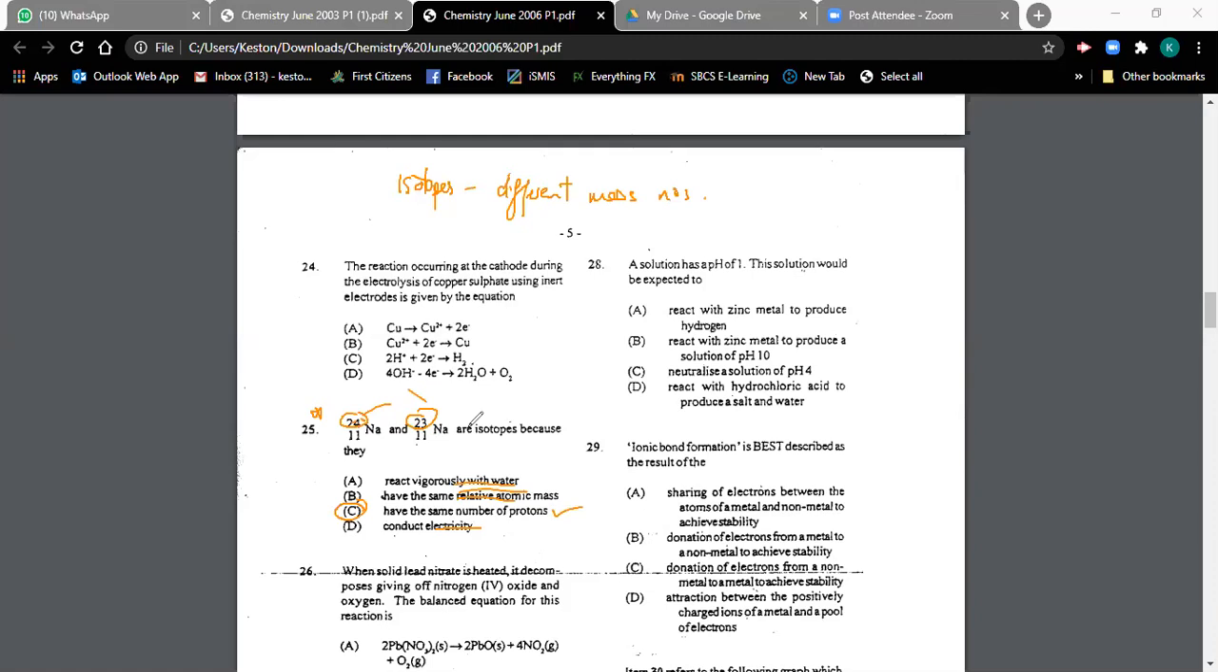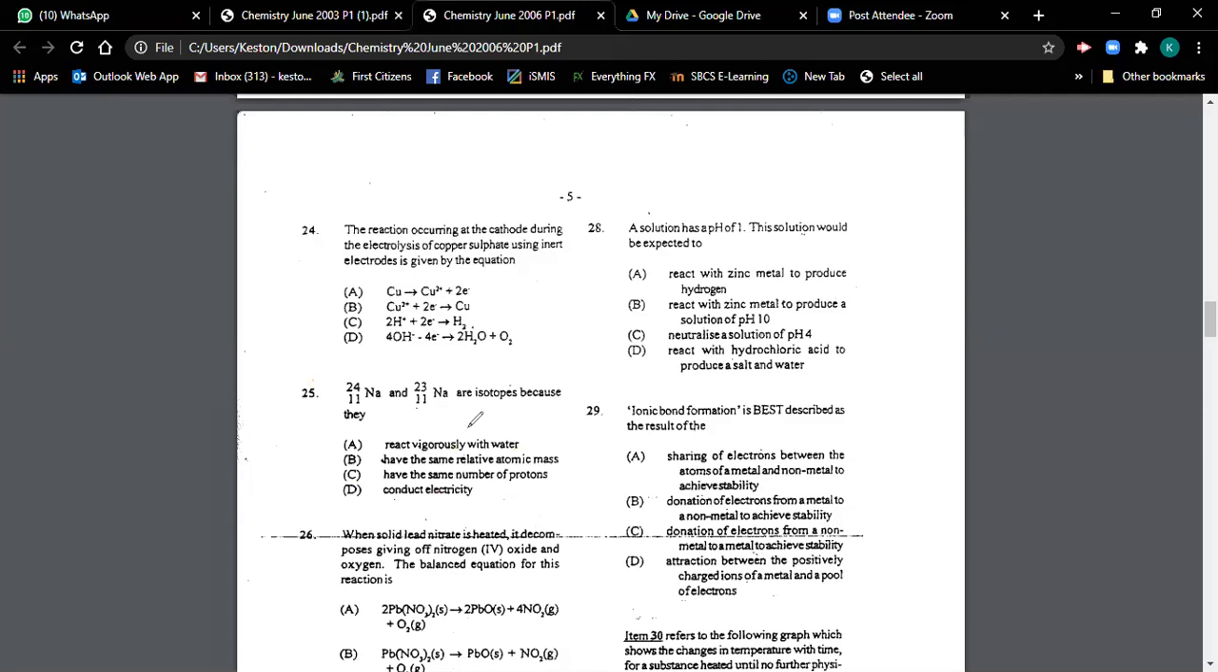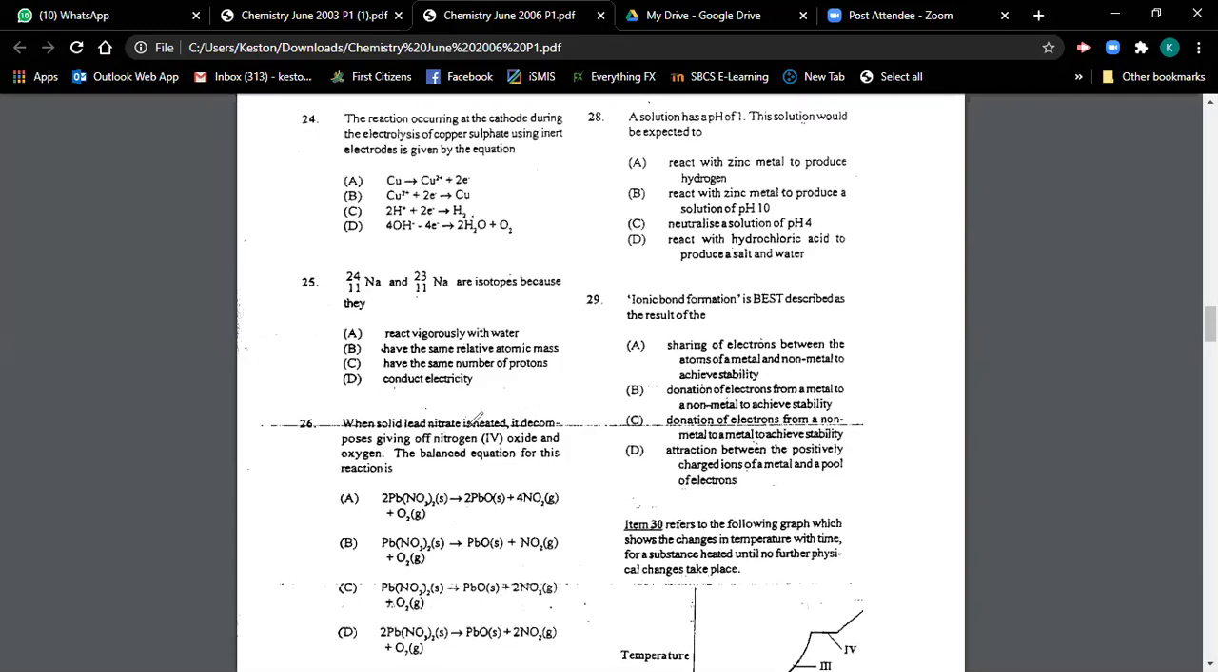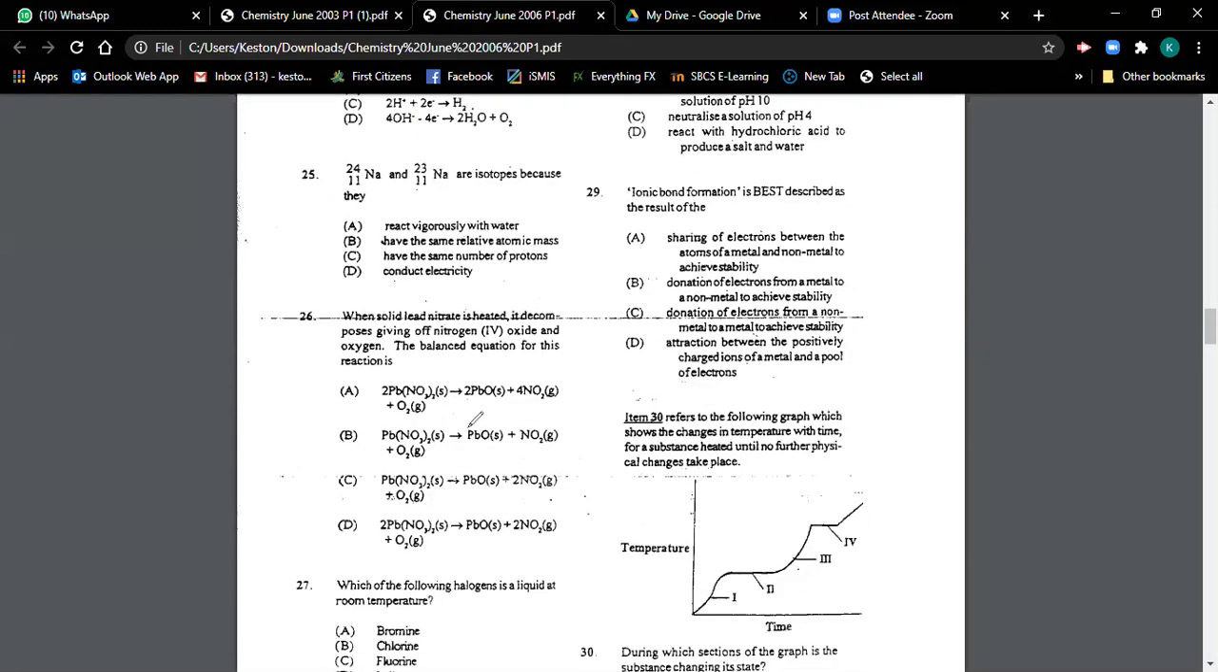26. When solid lead nitrate is heated, it decomposes, giving off nitrogen dioxide and oxygen. The balanced equation for this reaction is... I'm going to balance it there for now.